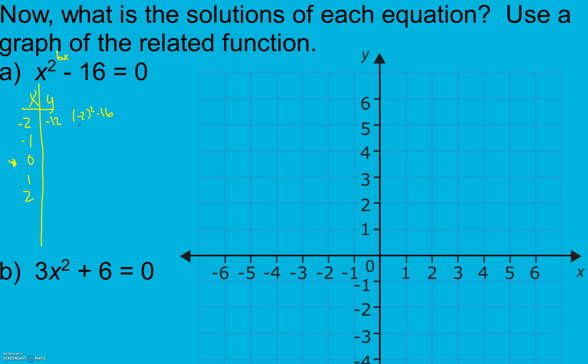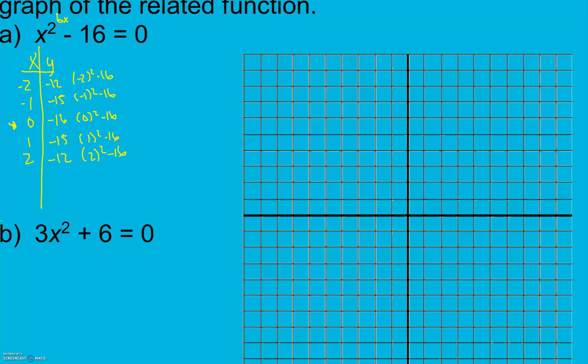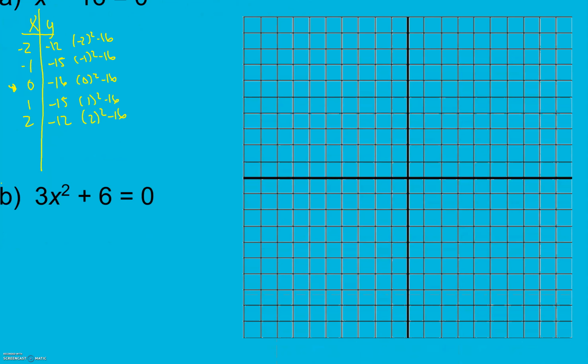I get negative 12, negative 15, negative 16, negative 15, and negative 12. Now to graph here, I'm going to go to negative 2, negative 12. I'm going to have to change my scale here. I'm going to go by 2s. So I'm going to go negative 2, negative 4.